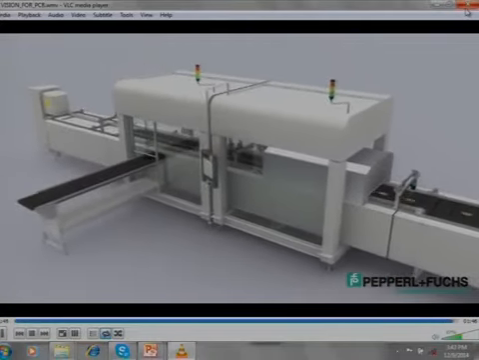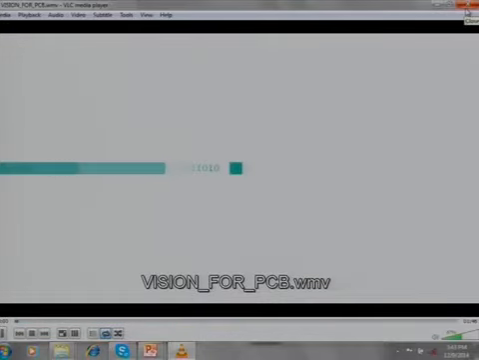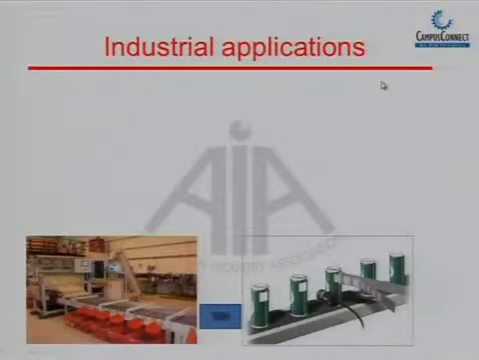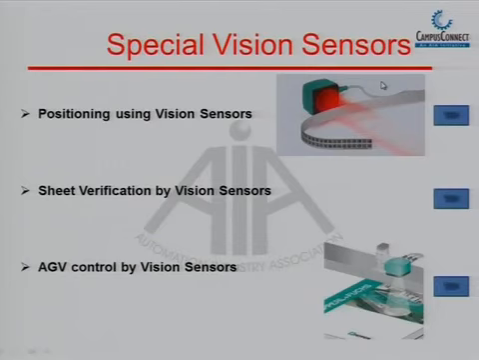Now, this is just a common example of how a vision system is used in industry. I will show you a couple more videos just to show how vision can be used for different applications rather than just a simple automotive plant.